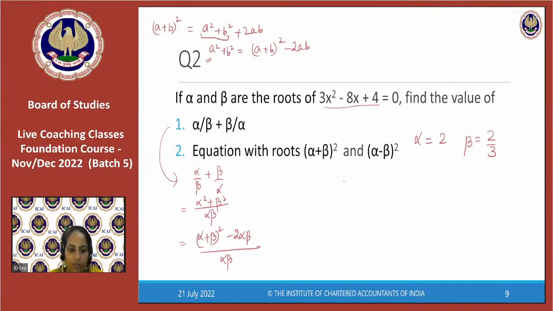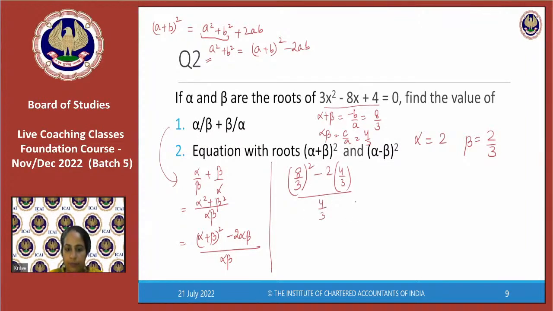Okay, I'm getting a lot of answers already. So when we are solving this, alpha plus beta, can you calculate alpha plus beta? Of course we can. From here itself, I know alpha plus beta is minus b by a, that is 8 by 3. Alpha beta is c by a, that is 4 by 3. So here it is 8 by 3 whole square minus 2 into 4 by 3 whole upon 4 by 3. Solve this.